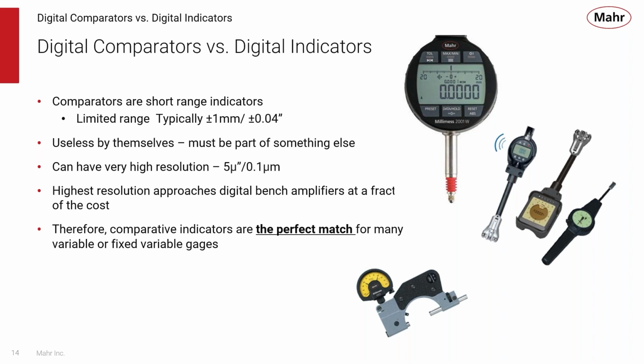Your digital comparators, again, have a very low range, usually about plus or minus a millimeter or plus or minus 40 thou, but you can get very, very accurate. Because of this, comparative indicators are the perfect match for any variable or fixed variable gauges. So when you have an application where you're doing a comparative style measurement, such as on some of these bore gauges or a snap gauge like this, a comparator with its shorter stroke length and higher accuracy is the perfect fit.